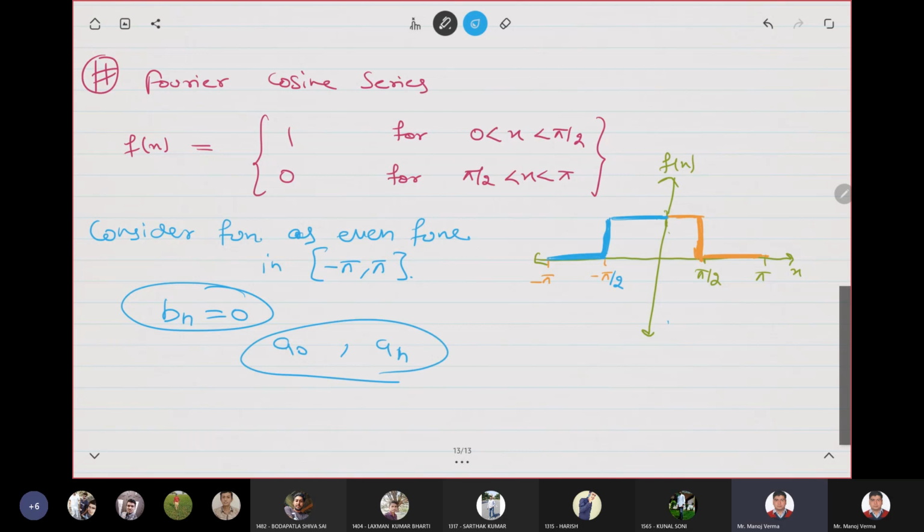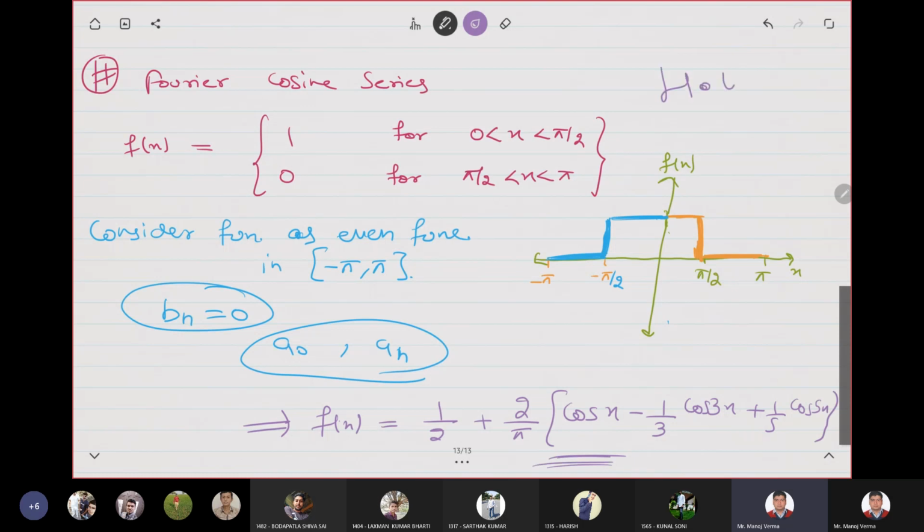We can find these values of a0 and an by the similar method we have used in earlier examples, and the solution of this you will get: f(x) will become 1 by 2 plus 2 over pi into cos x minus 1 by 3 cos 3x plus 1 by 5 cos 5x. You have to derive, you have to solve this question on your own. This will be your homework.